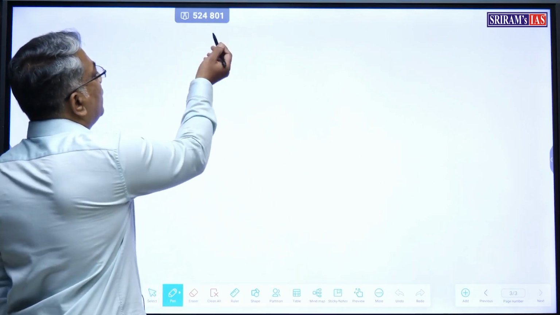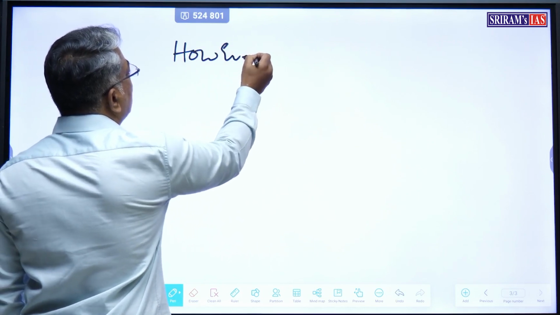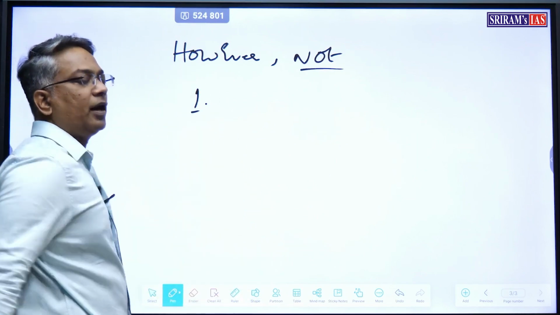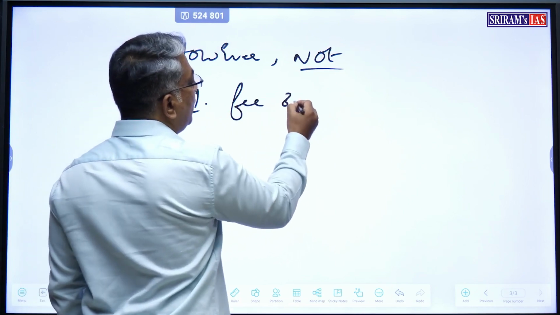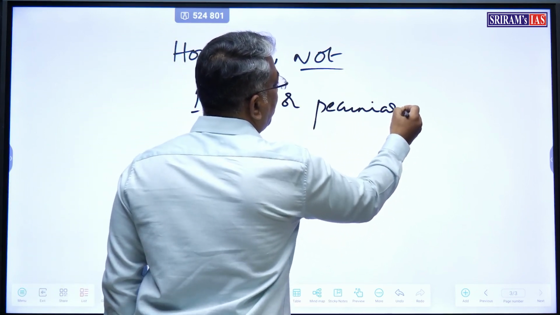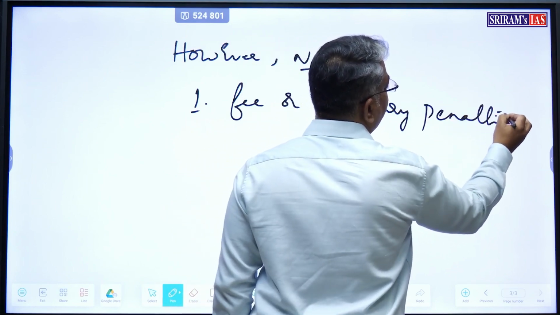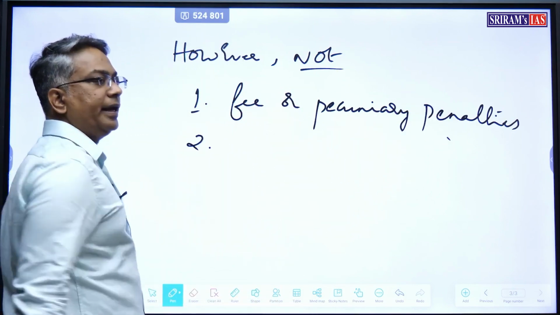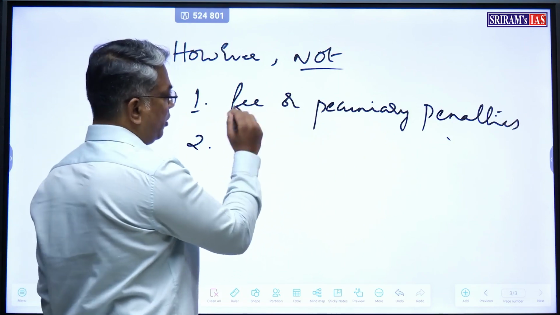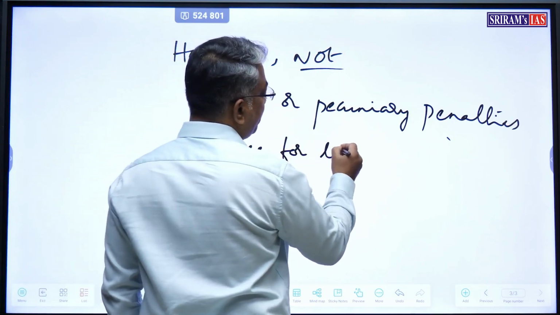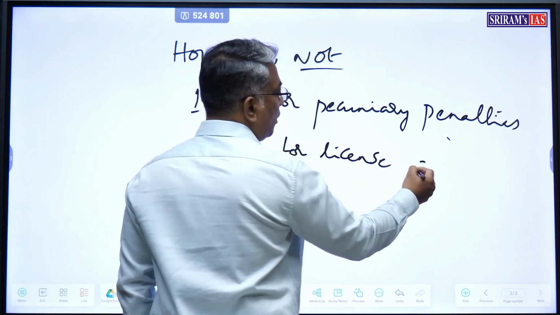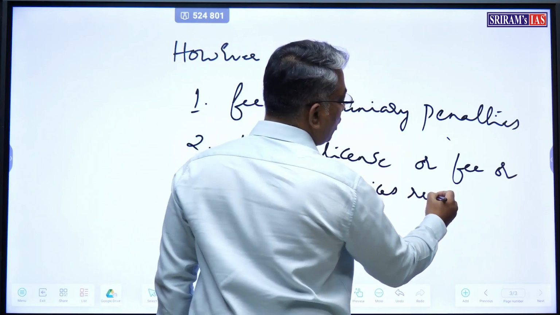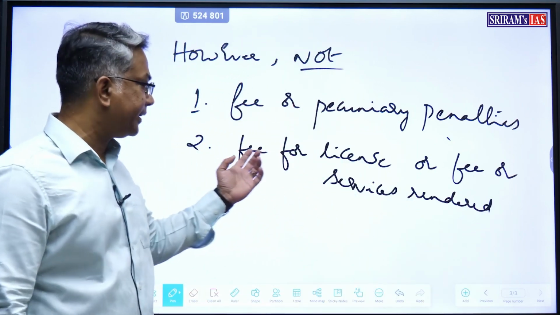Next, however, a bill is not deemed to be a money bill if it contains the following provisions. Number 1, imposition of fee or pecuniary penalties, that is monetary penalties. Okay, if a bill contains only fee or pecuniary penalties, it is not deemed to be a money bill. Next, demand or payment of fee for license or fee for services rendered.